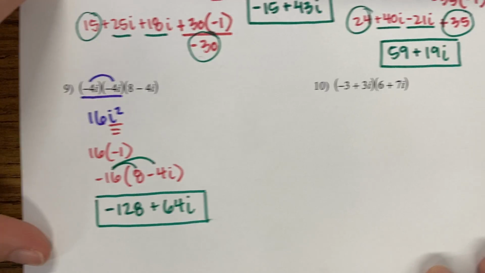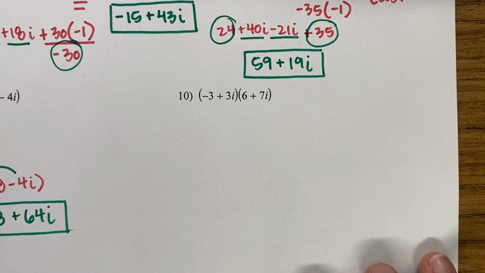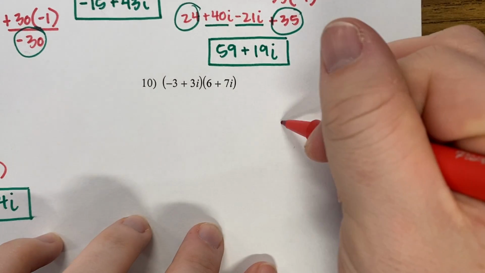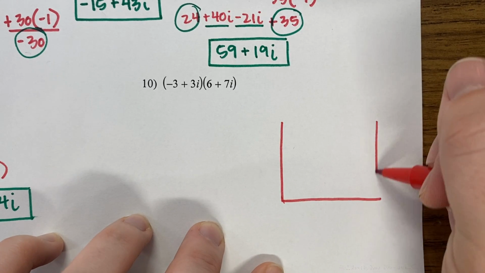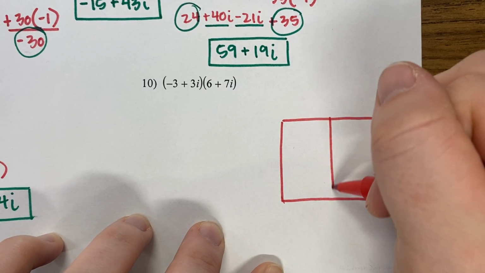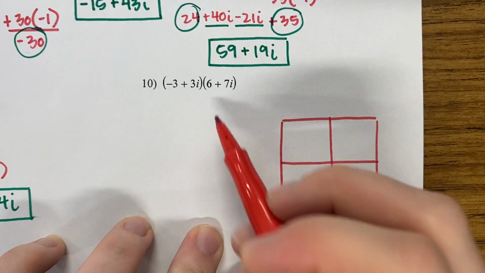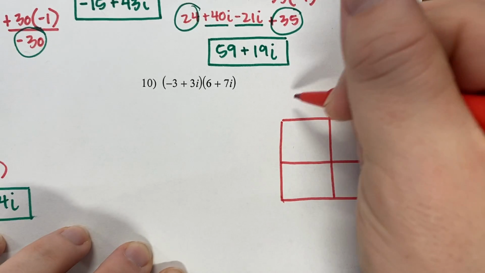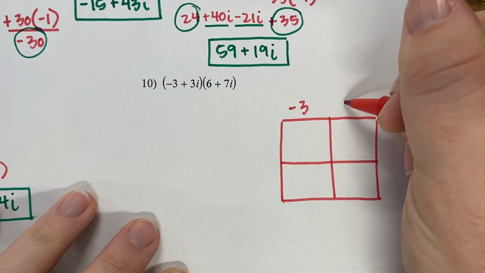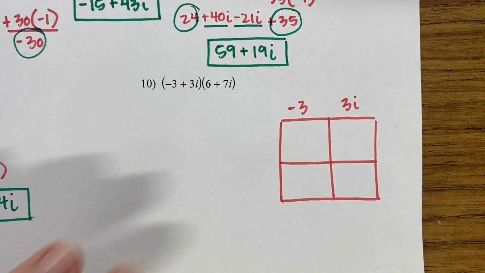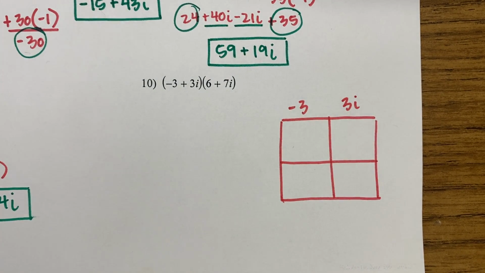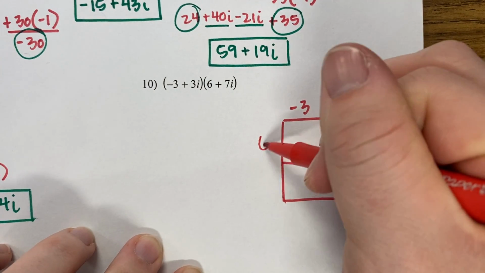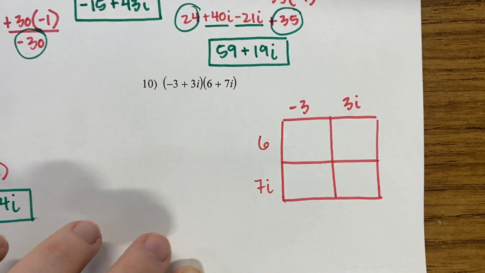Beautiful. Okay, number 10. Since we've used FOIL twice, let's go ahead and use the box method. Why not? Remember with the box method, we're going to draw our box, because we have two binomials multiplying by each other. So I'm going to put my first binomial on top, negative 3 plus 3i. You don't have to put the plus. It's already assumed that it's positive. And then I'm going to put my second binomial down the side, positive 6 plus 7i.